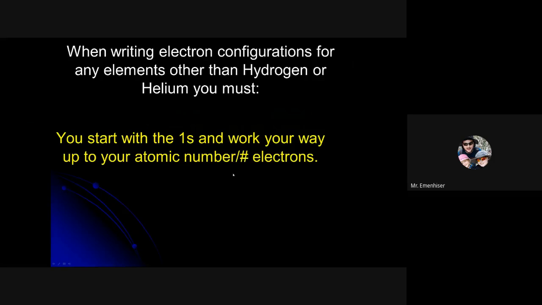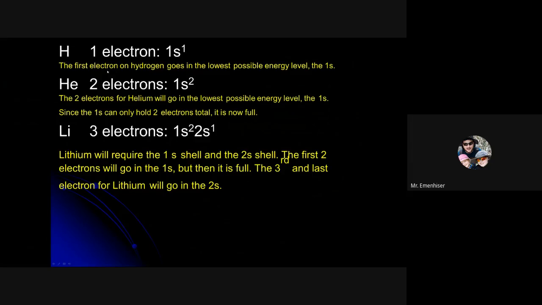When writing electron configurations for any elements other than hydrogen or helium, you must always start with the 1s and work your way up to the atomic number, or the number of electrons that the atom has. Okay, so hydrogen, 1s electron, 1s1. The first electron on hydrogen goes in the lowest possible energy level, the 1s, so that's 1s1. Helium has 2 electrons, and so its configuration is 1s2. The 2 electrons for helium will go in the lowest possible energy level, which we call the 1s. Since the 1s can hold 2 electrons, it's now full.